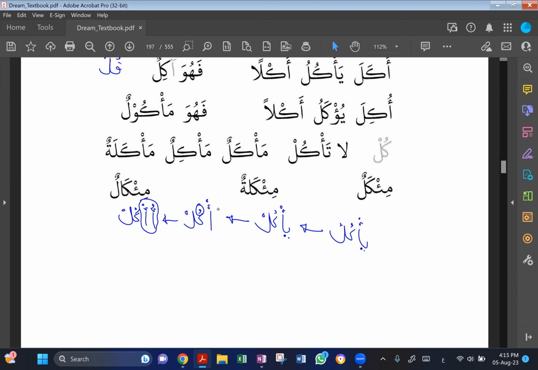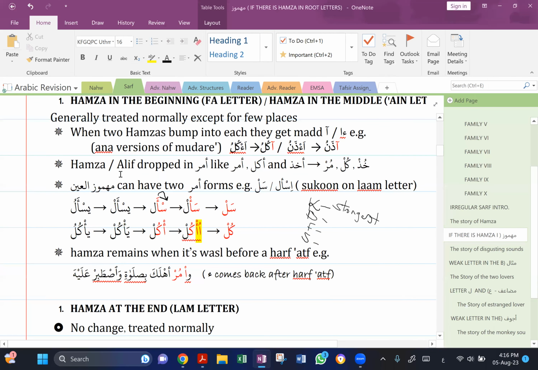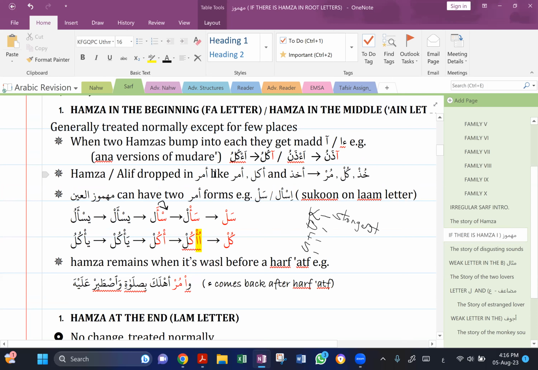But I can check to just confirm. Didn't we talk about when we get two hamzas, they merge into a madd? Yes, that's the rule. But for certain amrs, they just drop the vowel. Remember one of the other rules we said, when it comes to the amr, you drop the vowel. So hamza or alif dropped in the amr, but not necessarily. You can bring it up.